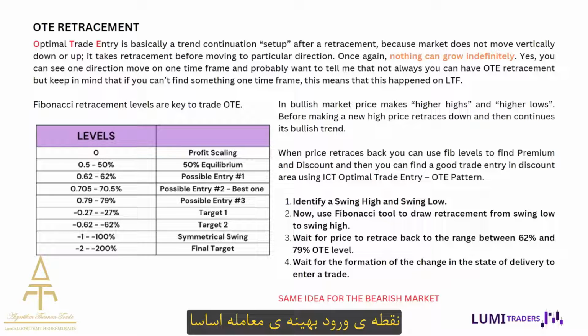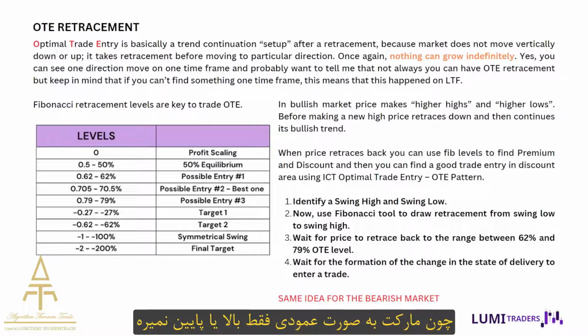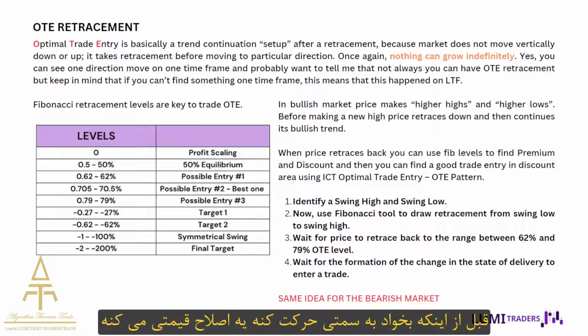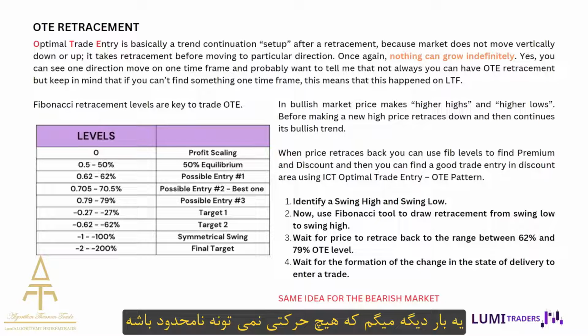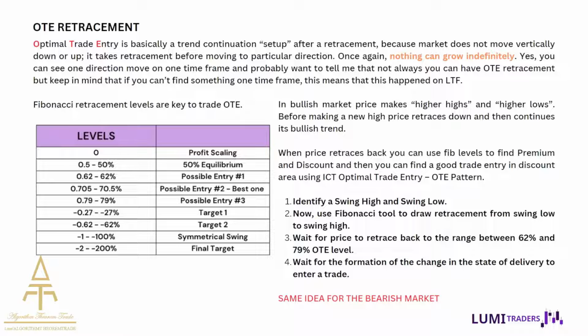Optimal trend entry is basically trend continuation setup after retracement. Because market does not move vertically down or up. It takes retracement before moving to a particular direction, right? Once again, nothing can grow indefinitely, right?